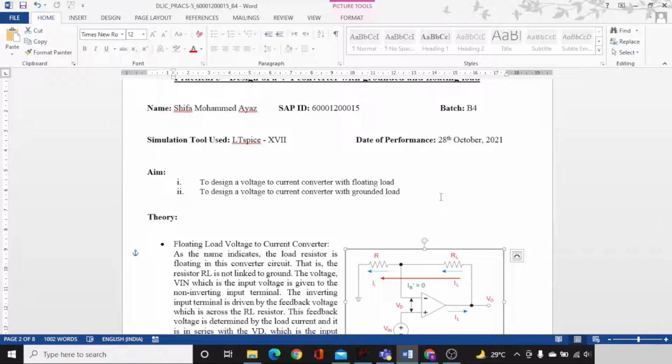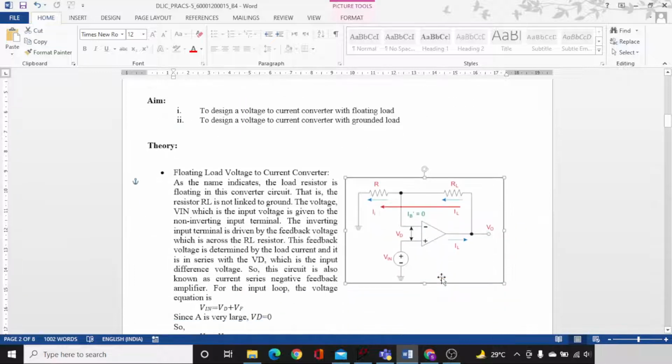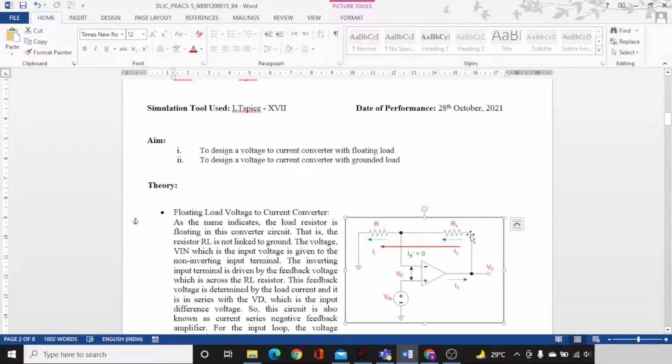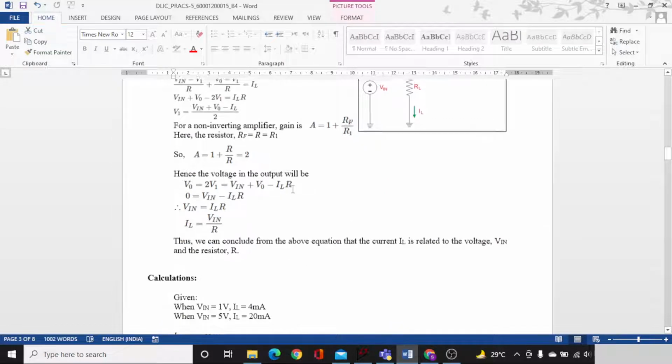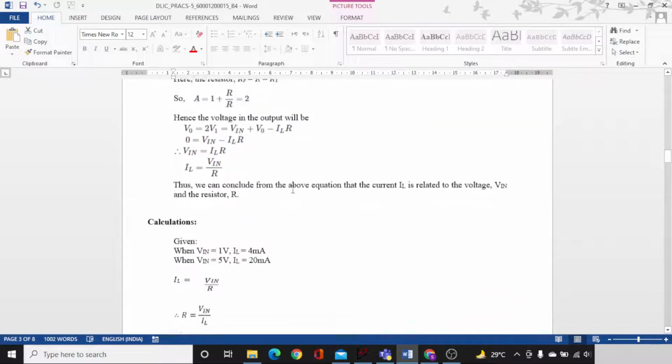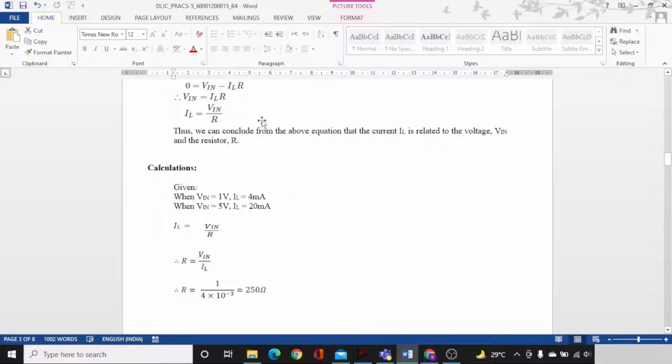But in this case, since we have an active element, that is the op-amp, present in both the circuits, the current flowing in this circuit is independent of this RL resistance. So the current is not dependent upon RL in both the circuits, which is derived in both the derivations. So let's study the practical aspects of this circuit now.